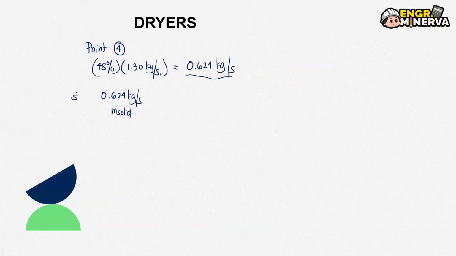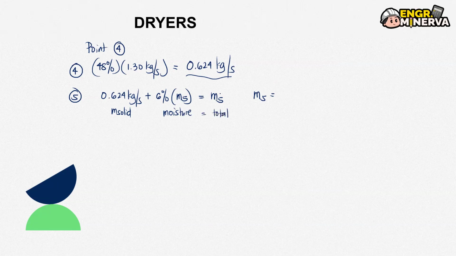Take note, this is at 5, this is at 4. Plus the moisture content, which is 6% of the mass at 5, equals the mass at 5. Then we can get the mass at 5, right? Because solid plus moisture equals the total mass at 5, right?